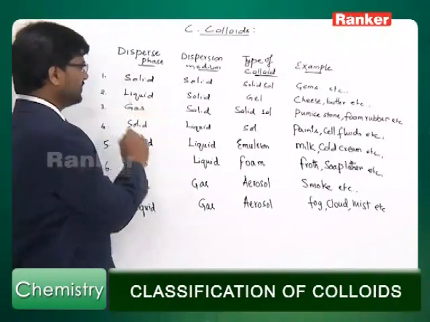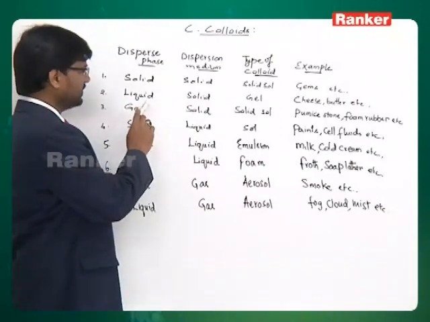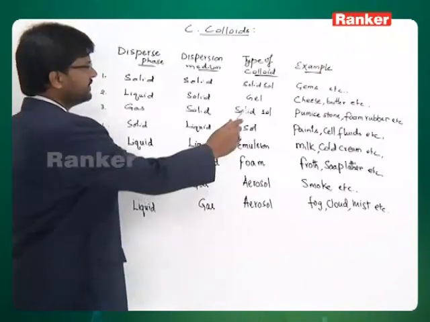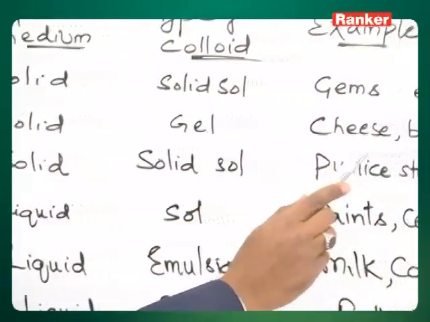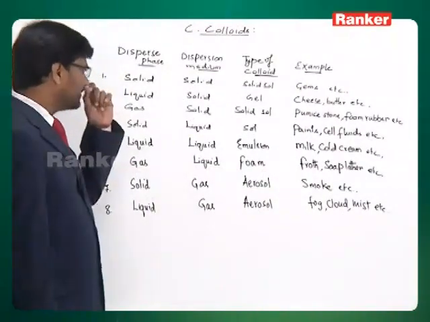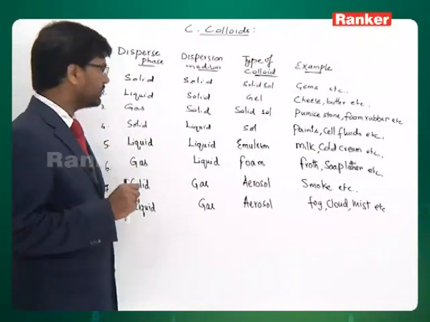Look at this case, liquid in solid. Here you have dispersed phase as a liquid and dispersion medium is a solid, and it is described as gel. Examples are cheese, butter, even shoe polish. So, liquid in solid colloidal solution is described as gel. Examples are cheese, butter, shoe polish, etc.